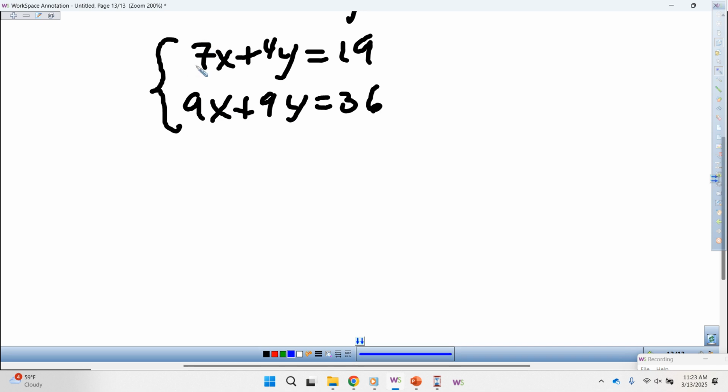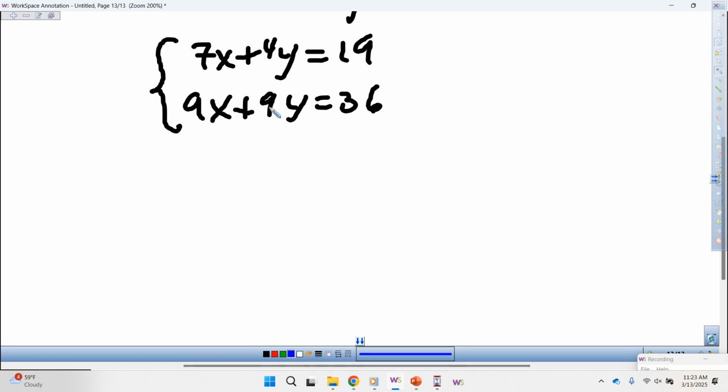So look at the x's. Can we eliminate the x's? No. Can we eliminate the y's? No. So at this point, you choose which one you want to eliminate. Do you want to eliminate the x, or do you want to eliminate the y? Let's see. Let's go with Enrique. Which one do you want to eliminate, x or y? He said y.